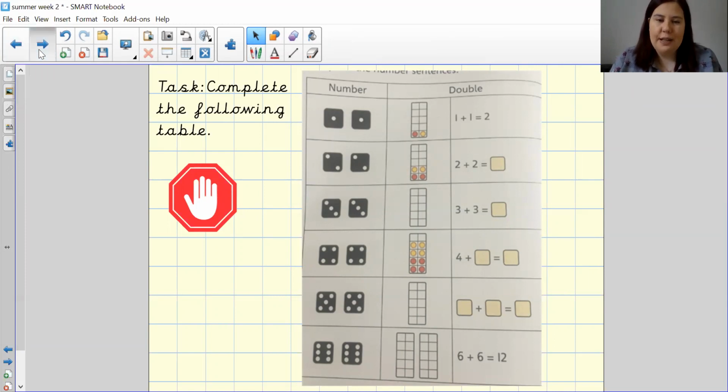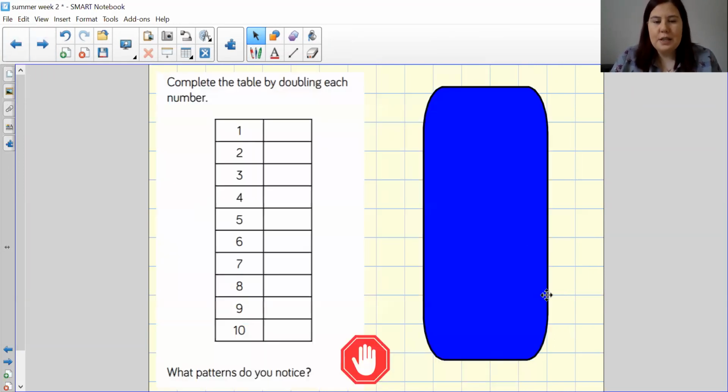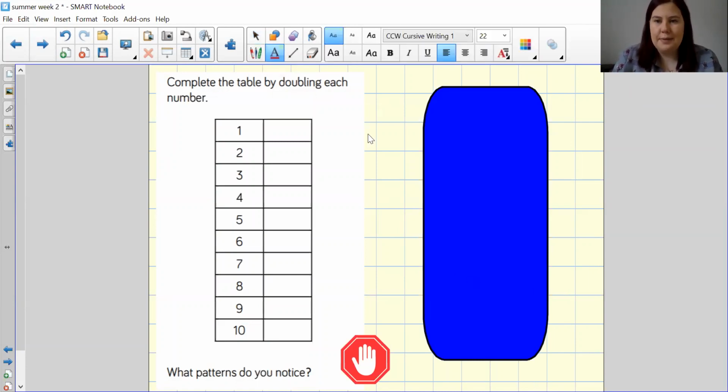So I'm going to move on now. And then your next question I was going to ask you to think about was to complete a table by doubling these numbers. And then I would like you to think about, what patterns do you notice? So what you notice with the numbers. So stop the video now while I complete the rest of the table for you.